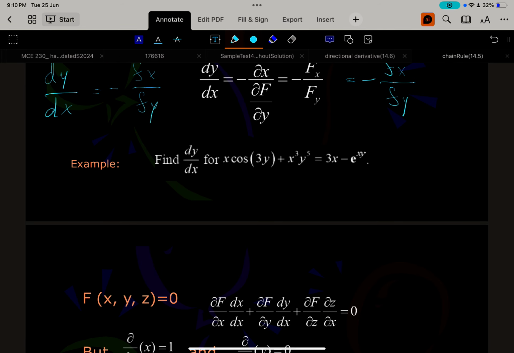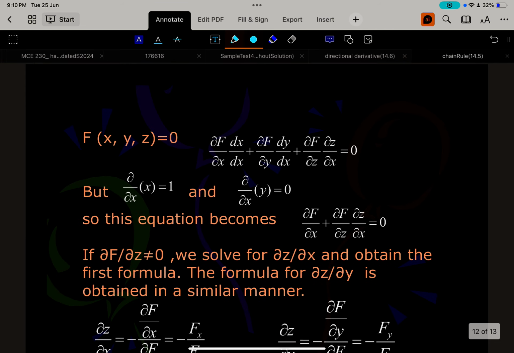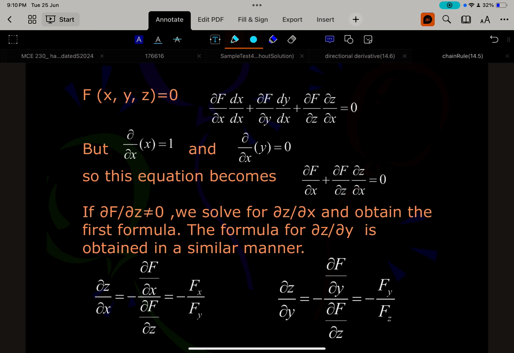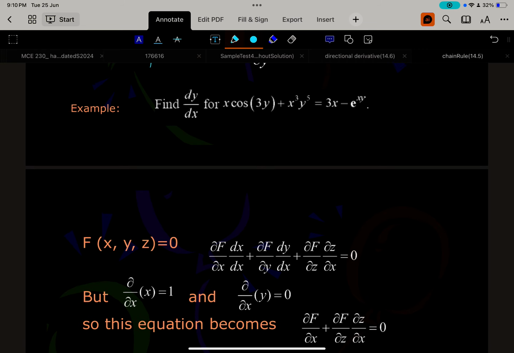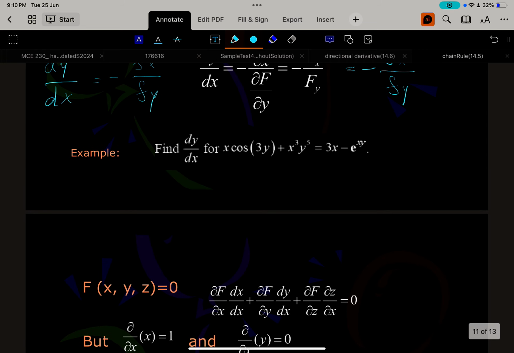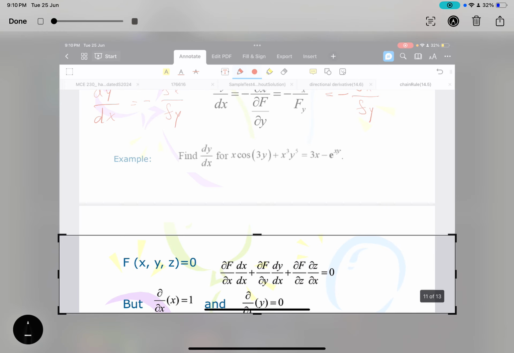Okay, so take the example. Also we can apply the same for more than two variables. Let's take this.